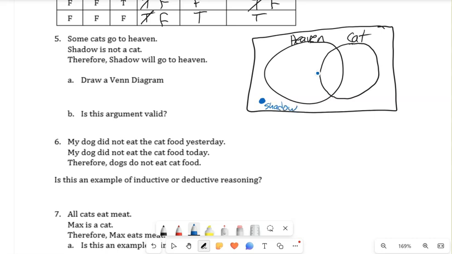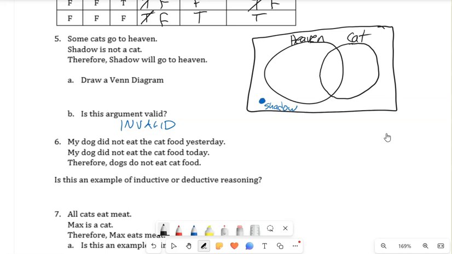Now when you're filling out these Venn diagrams, the hollow circles represent a huge amount of things. The solid dots represent an individual. So don't create a Shadow circle, because then that would be all things named Shadow or all shadows. That's not what we're trying to represent. It's just a single solid dot, Shadow. So here I have Shadow is not a cat and is not in the heaven circle. So I would say this is invalid. And there's my proof.